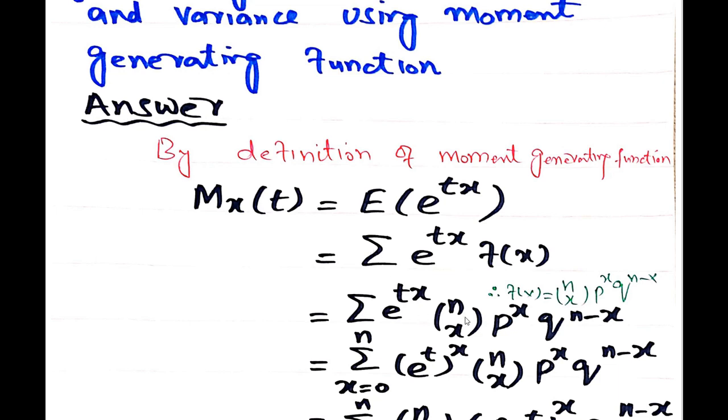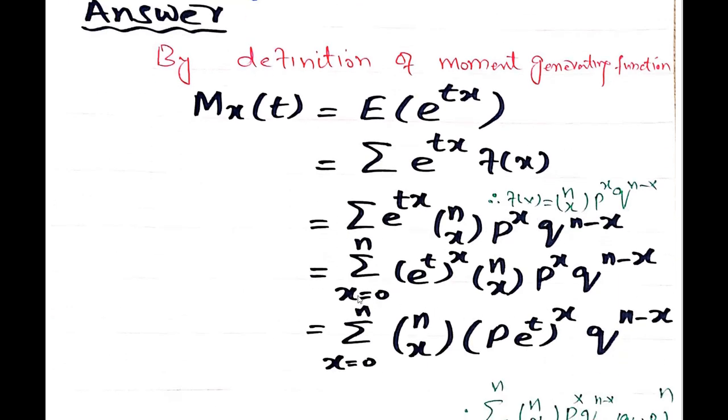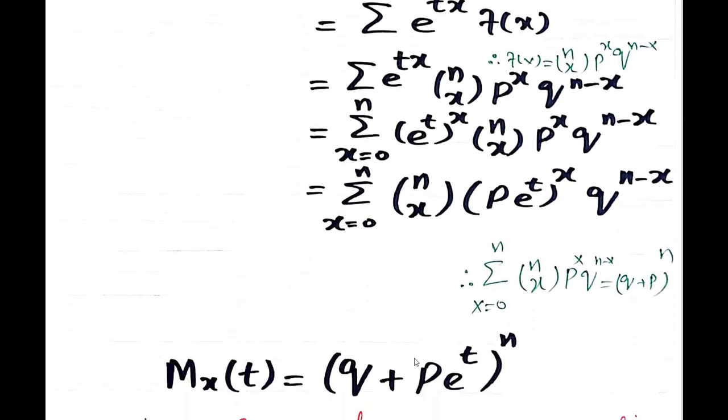e power tx, nCx p^x q^(n-x). Random variable x ranges from 0 to n. e power tx and p power x have similar powers, so we can join these two numbers, p and e^t. So (pe^t)^x nCx q^(n-x), and the random variable ranges from 0 to n.